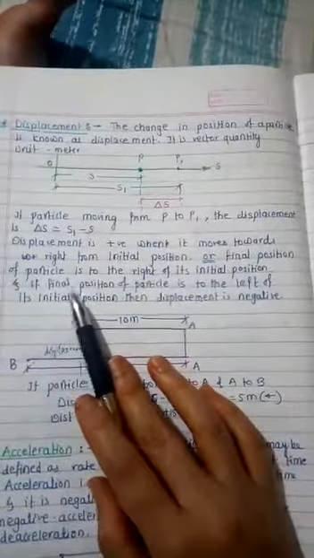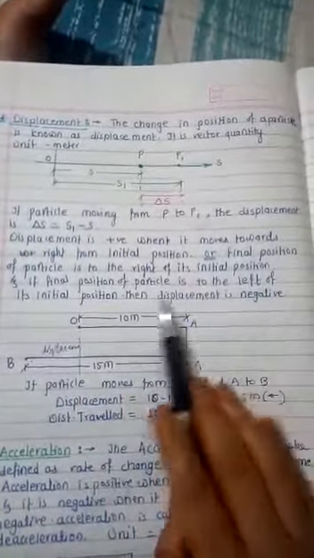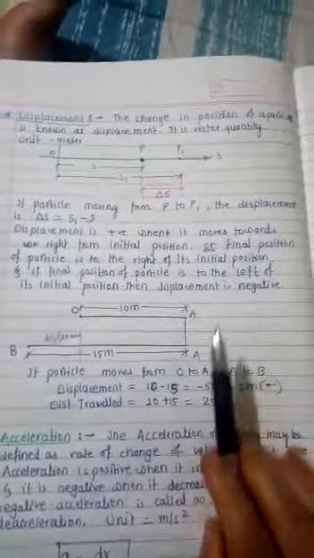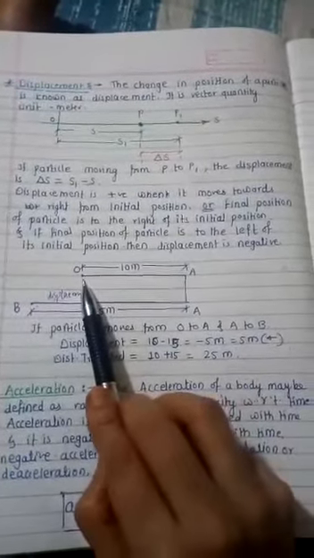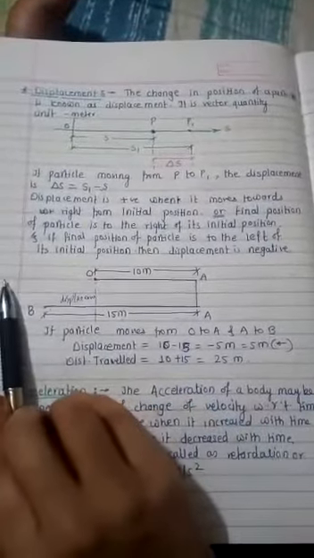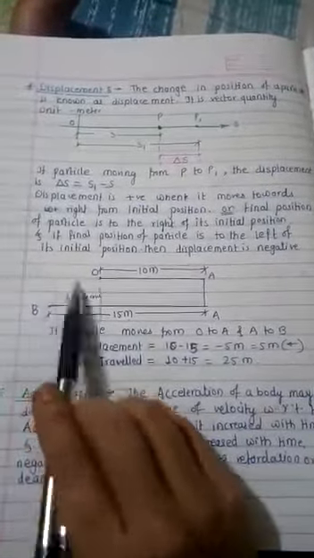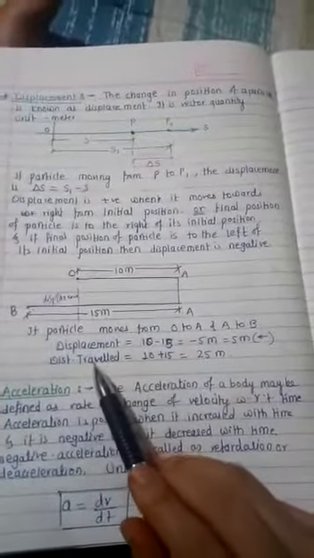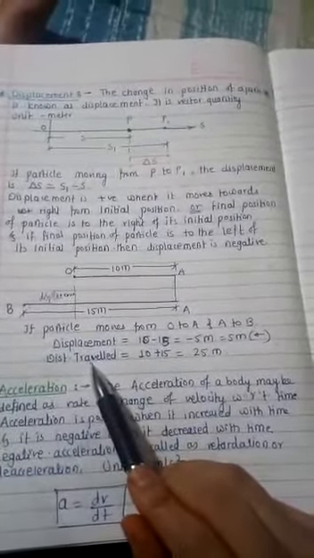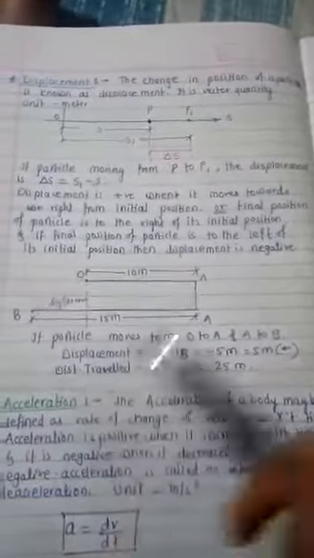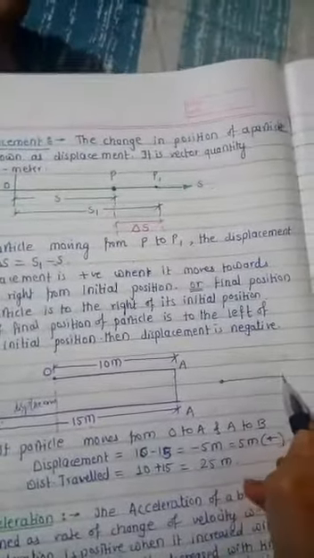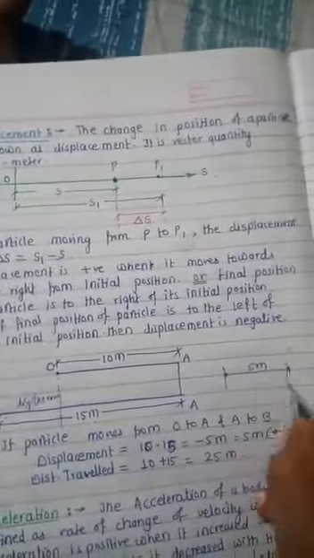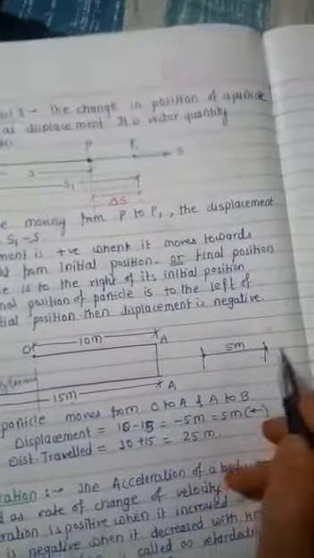If the final position of the particle is to the left of the initial position, then displacement is negative. Here you can see this displacement is negative because this is the initial position and the particle is moving to the left, meaning the final position is towards the left of the initial position. Distance can be equal to displacement, but displacement can never be distance. Suppose the particle starts from this point to this point, and this distance is 5 meter. In this case distance and displacement are the same: distance is 5 meter, displacement is also 5 meter.